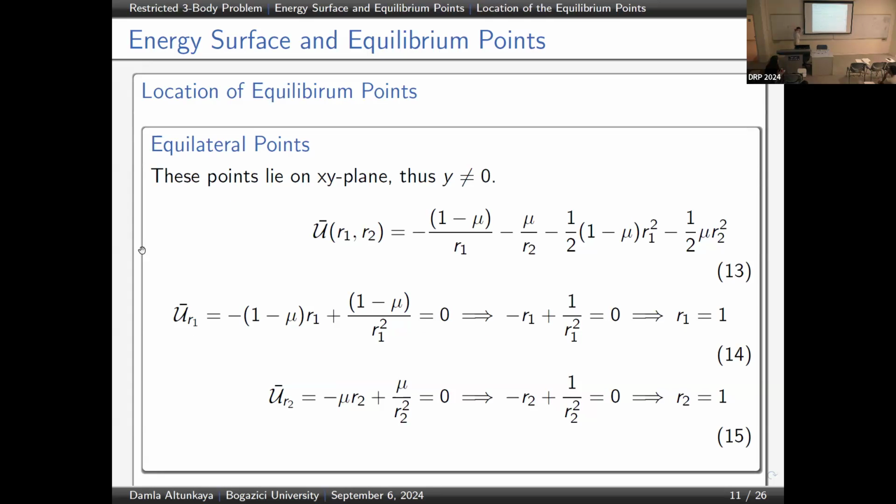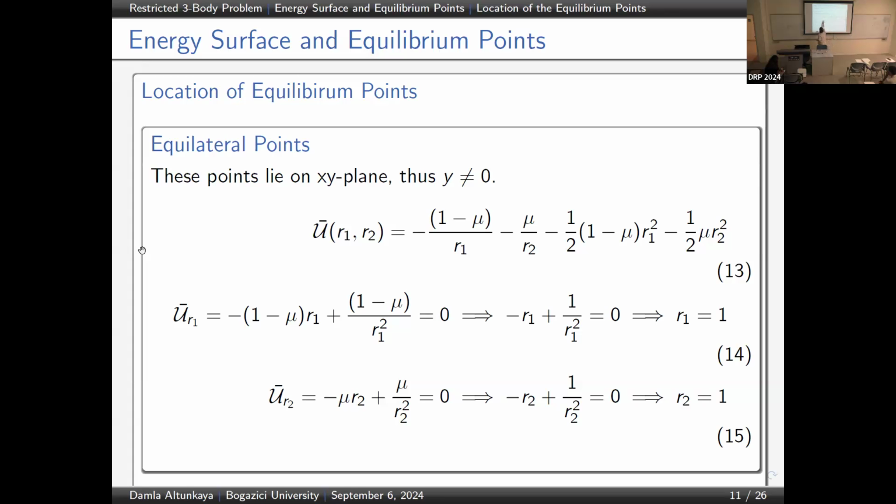Now we will study the location of the equilibrium points. There are two cases when we study the location of the equilibrium points. This is the first case, equilateral points. In this case, we will study in the xy plane, so y will not be equal to 0.